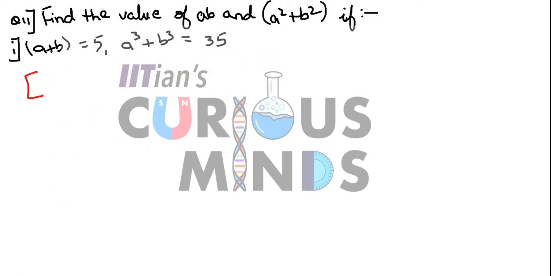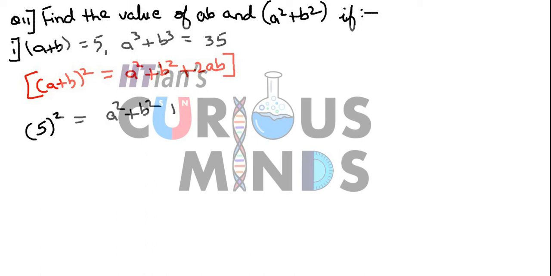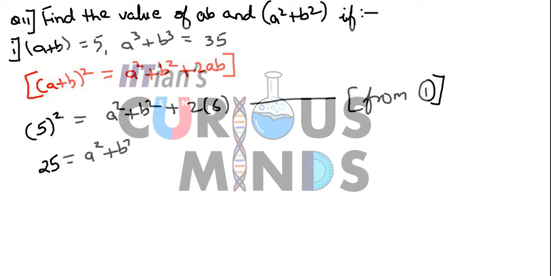Now we also know that A plus B the whole square is A square plus B square plus 2AB. Therefore, as per the formula, 5 square is equal to A square plus B square plus 2 times 6, that is from the equation number 1 which we just found. Therefore 25 is equal to A square plus B square plus 12, and therefore A square plus B square is equal to 13, which is my final answer.